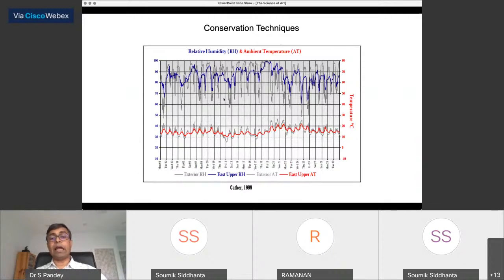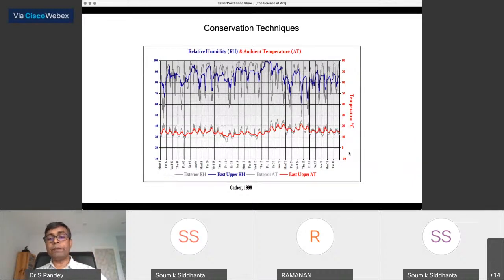So this monitoring happens all the time. And since there is a very narrow bracket between 45 to 55%, it is often very cumbersome to maintain that and very expensive too. You need an HVAC system to maintain such an environmental condition.